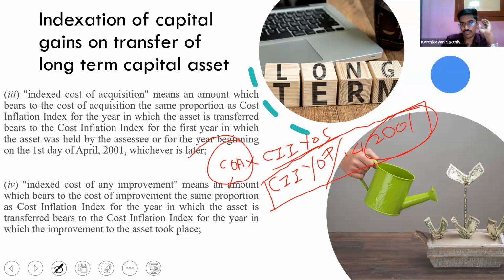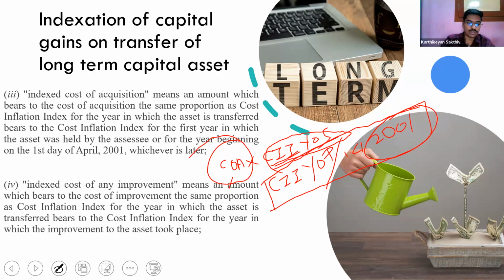So whatever is your cost of acquisition, take that cost of acquisition, and year on year you will be notified the cost inflation index. What is the cost inflation index? So you just multiply it with that cost inflation index divided by cost inflation index of the year of purchase, or 1st April 2001, whichever is earlier. Same is the case for cost of improvement also. Cost of improvement into cost inflation index of year of sale divided by cost inflation index of year in which the improvement is made, or 2001, whichever is earlier, right?